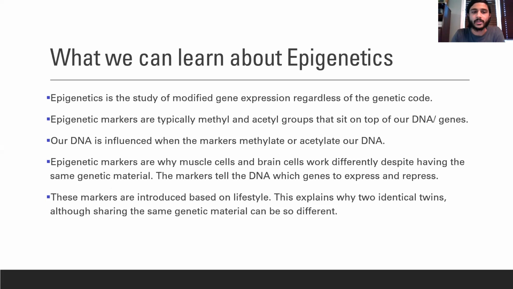So we can learn about epigenetics in that it's the study of modified gene expression regardless of the genetic code, right? And it involves epigenetic markers that are typically methyl and acetyl groups that sit on top of our DNA. And when they sit on top of our DNA, they influence what the DNA does. If you ever wondered why muscle cells and brain cells work differently, even though they have the same genetic material, it's because these epigenetic markers are telling them how to act and how to work. One of the most important parts of this presentation is that these markers are introduced based on our lifestyle. This explains why two identical twins, although they have the same DNA, can be so different over time.